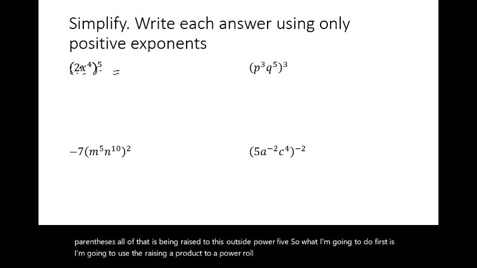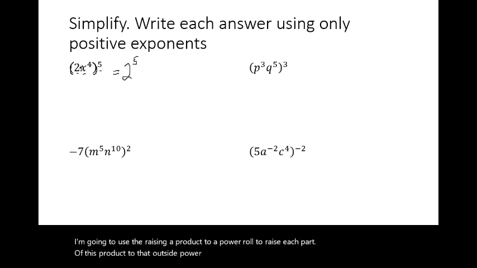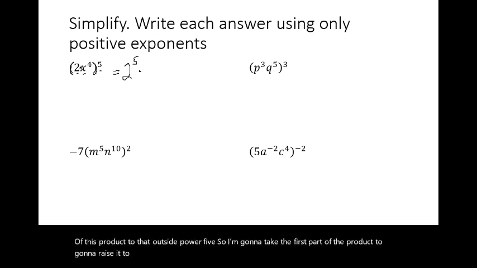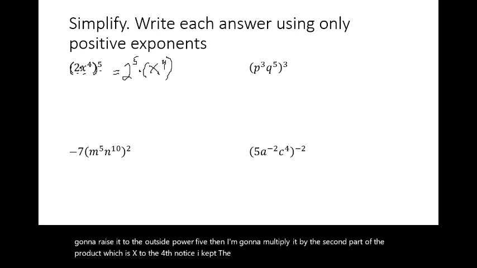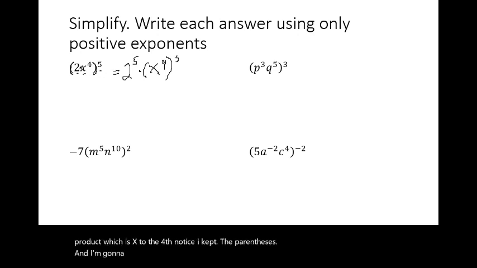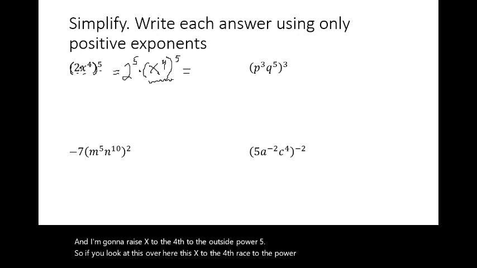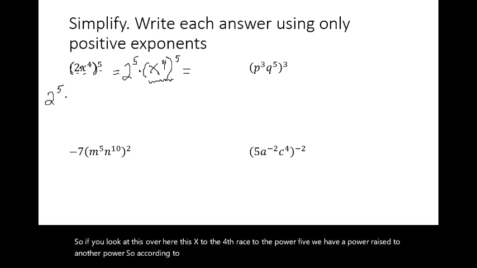So I'm going to take the first part of the product, 2, and raise it to the outside power 5. Then I'm going to multiply it by the second part of the product, which is x to the 4th. Notice I kept the parentheses. And I'm going to raise x to the 4th to the outside power 5. So if you look at this over here, this x to the 4th raised to the power of 5, we have a power raised to another power. So according to the power rule for exponents, we can simplify this by multiplying the powers. So 4 times 5 will give us x to the power 20.